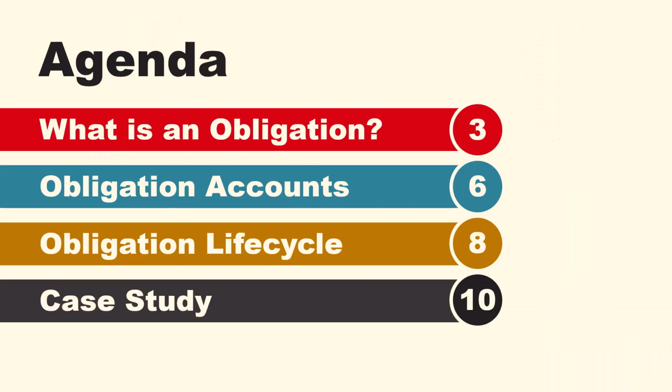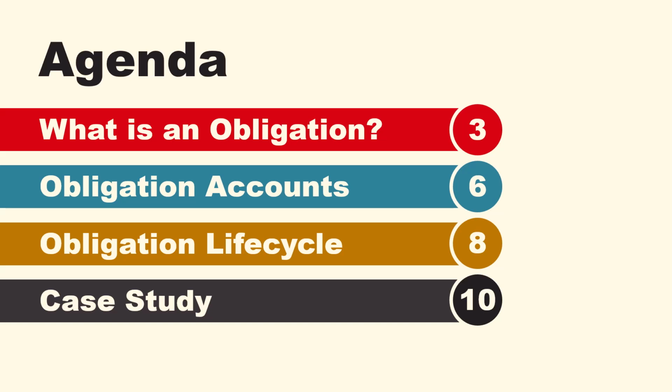Let's take a look at what we'll cover in our chat about obligations. First, we'll start with the fundamentals. What exactly is an obligation? Then we'll explore obligation accounts. These are the specific U.S. Standard General Ledger accounts we use to track our financial promises in federal accounting. Next, we'll walk through the obligation lifecycle, seeing how these accounts flow and evolve from start to finish. Finally, we'll bring it all together with a fun case study.